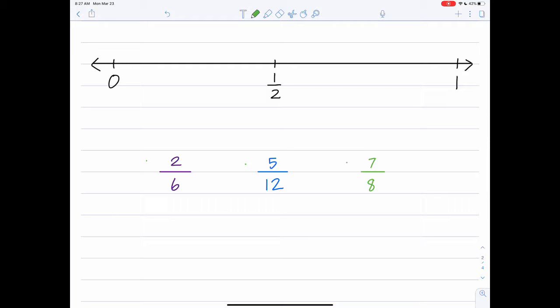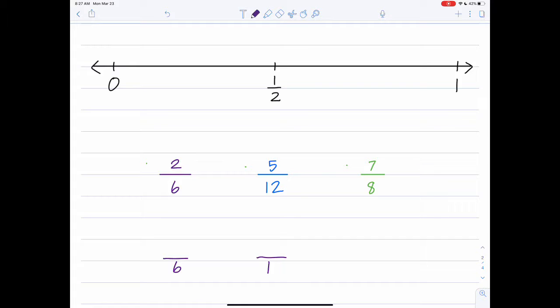Now we're going to try to place 2/6, 5/12, and 7/8 on this number line without making equivalent fractions, just kind of estimating. So the first thing we're going to do is try to just look at the fractions that we have. And what I would do is try to first find their halves. So I know that if I'm dividing into sixths and twelfths and eighths, I'm going to first find their halves to find out where maybe I should put them on the number line. So 3/6 is a half, 6/12 is a half, and 4/8 is a half.